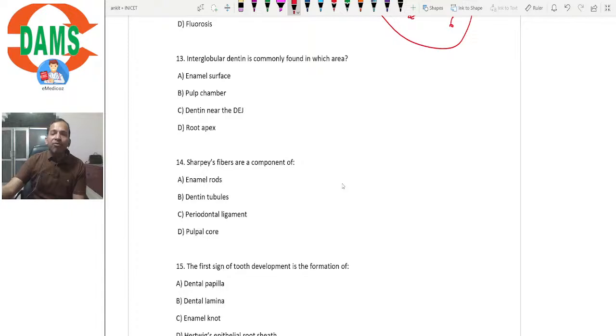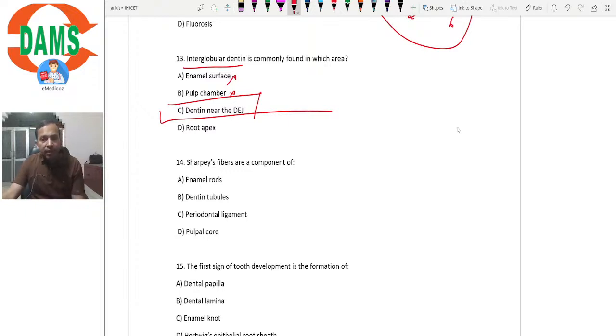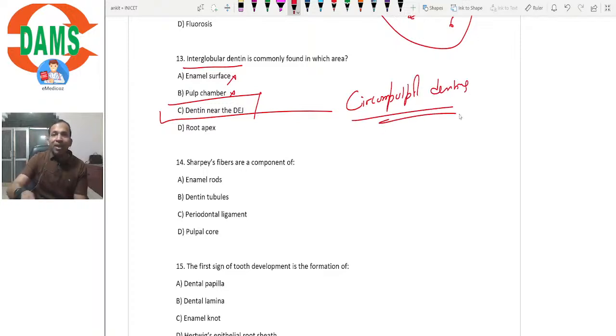Interglobular dentine is commonly found in which area? Interglobular dentine, basically it is the lack of complete mineralization, right? It will not be seen in enamel, nor in the pulp chamber, it has to be in the dentine. Dentine near the DEJ or root apex. It will be dentine near the DEJ, that is it is seen in the circumpulpal dentine, right? Now from the name, please do not get confused that the name is circumpulpal, then how is it dentine near the DEJ?